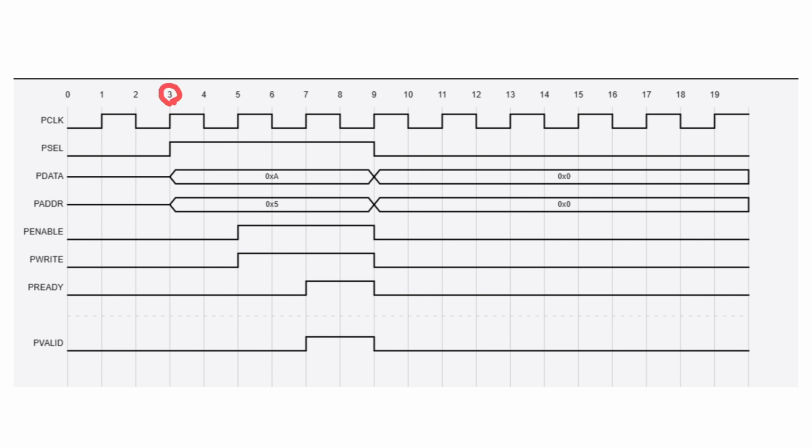So this part, this third signal, is the setup phase, where the P select signal is high, as well as the P data is ready and the P address is ready. So everything for the actual task is ready here. So next signal will be the access phase.